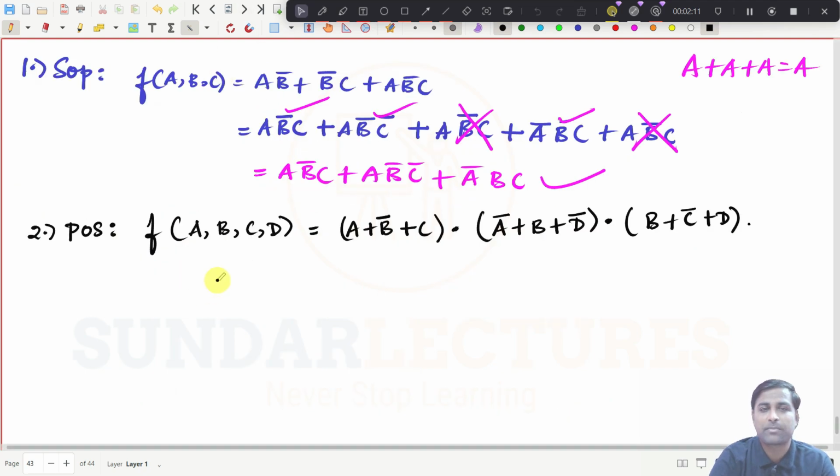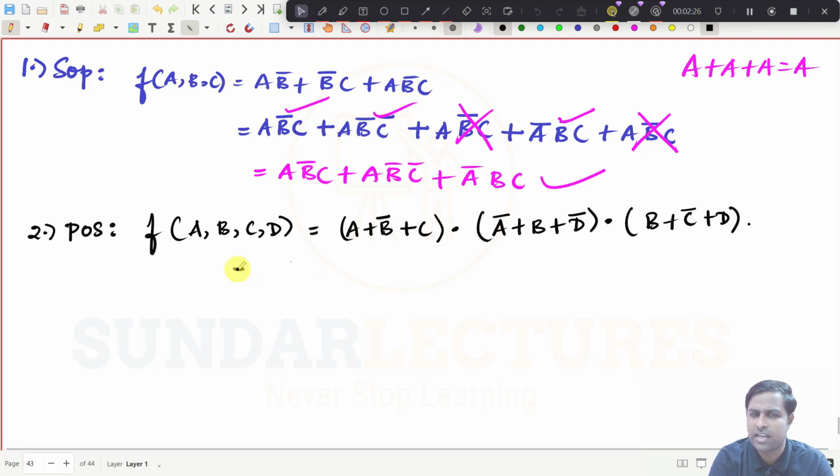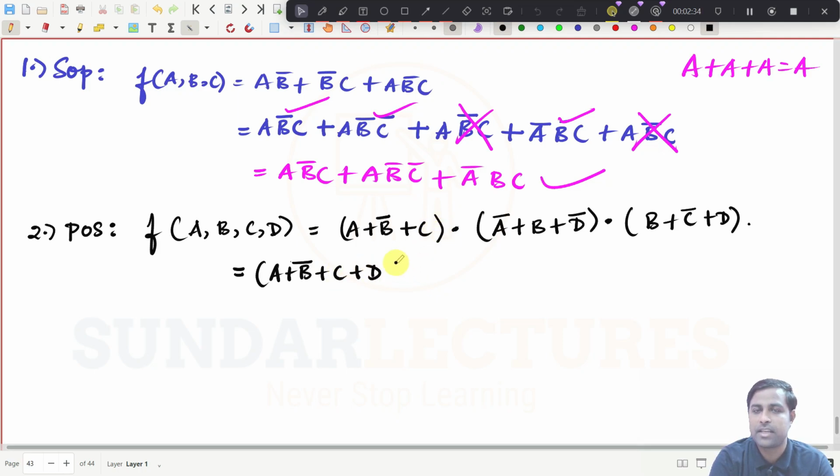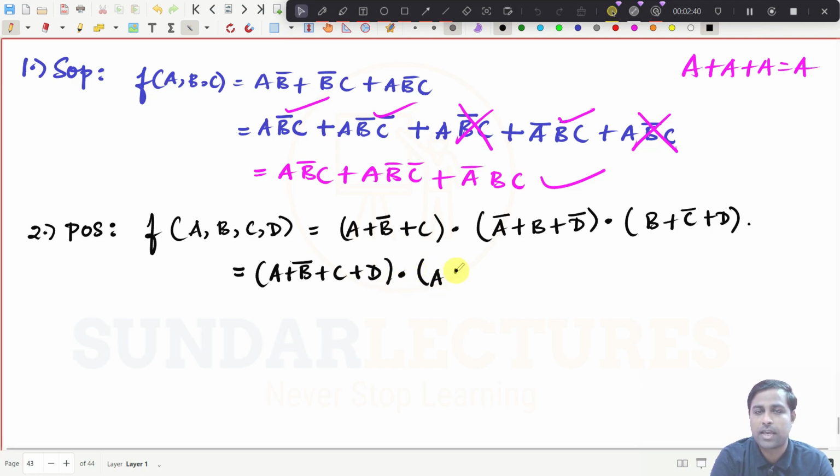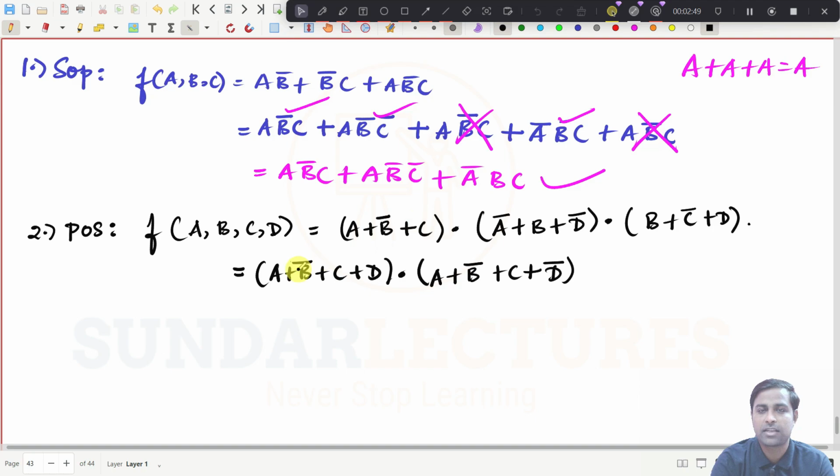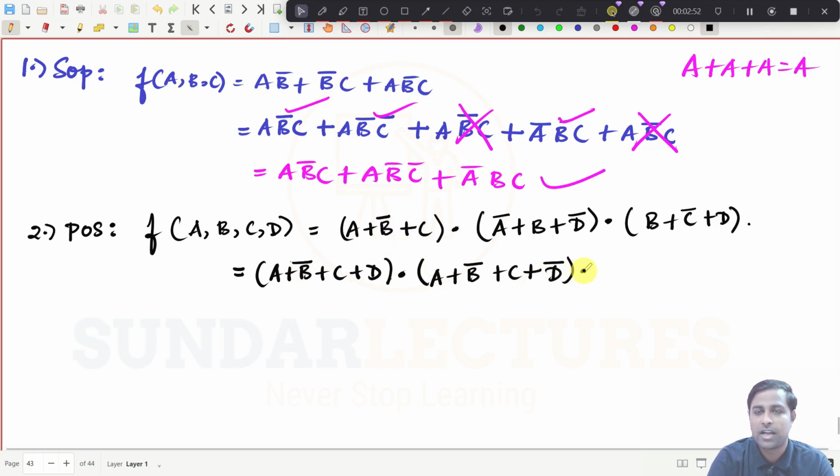But in the shortcut method, you can easily do this. See here, what is the missing term? D is the missing term. So for this particular term, I will straight away write A plus B bar plus C plus D, and then dot, again A plus B bar plus C plus D bar. That's all. It has been converted. Now you put dot.